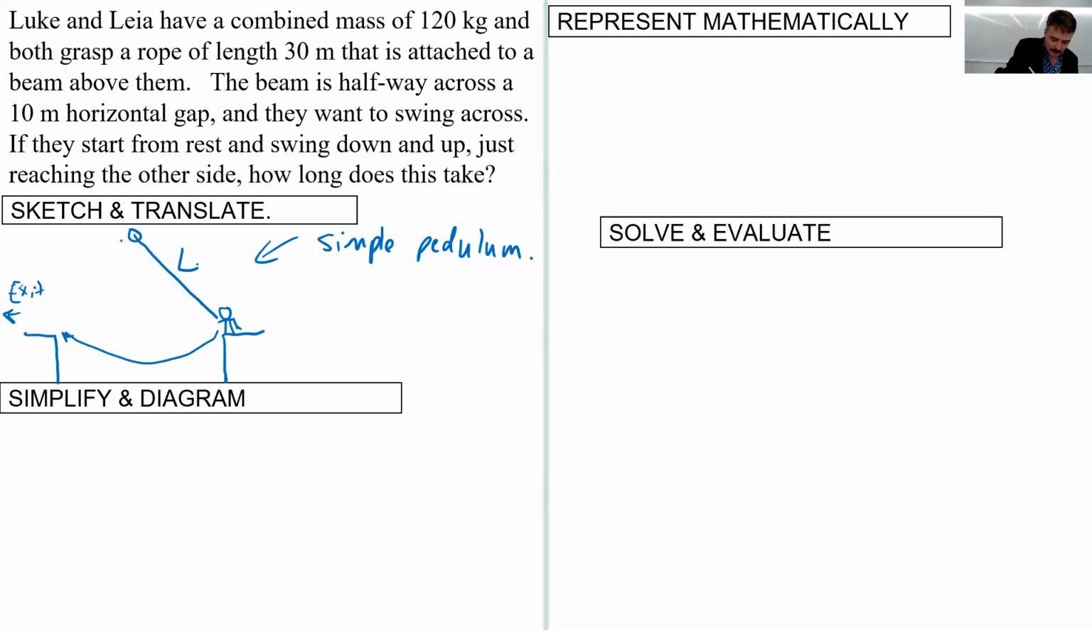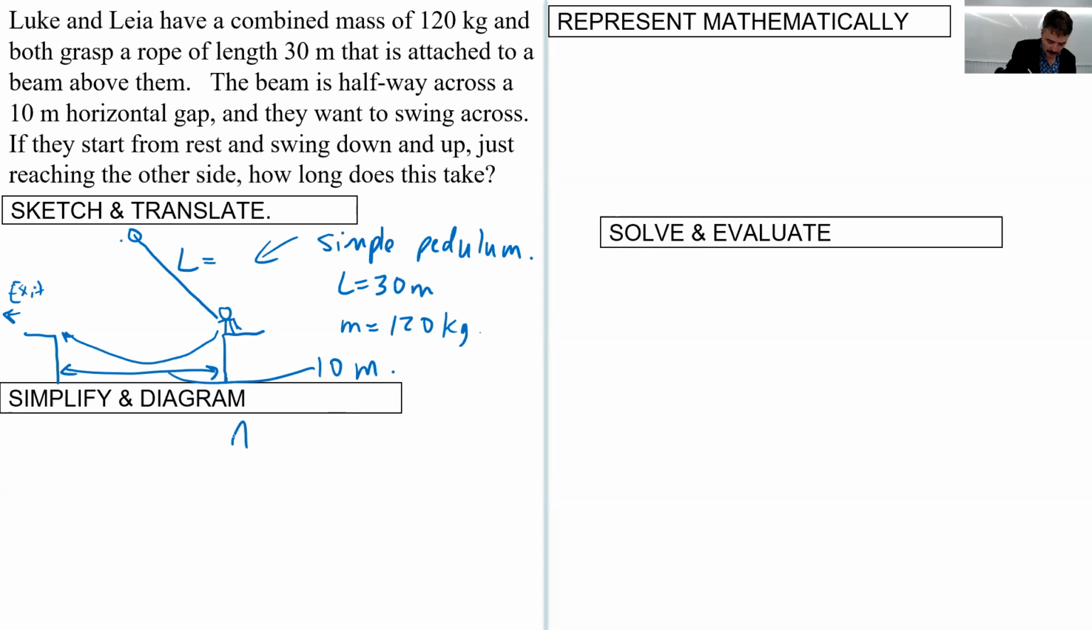And then this L is equal to 30 meters. We know that. Then what else? The mass we don't know. I don't think it matters. But the mass we do know is 120 kilograms. But again, I don't think it matters. And this distance from here to here is 10 meters.